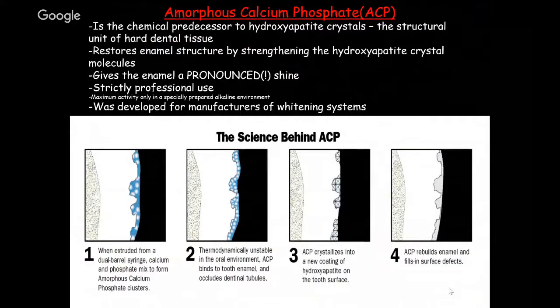What do we have in the market? The first popular component of remineralization gels is ACP, amorphous calcium phosphate. ACP was manufactured by a company that provides a bleaching system, Discus Dental, Zoom brand. And this is the chemical predecessor to hydroxyapatite crystals, the structural unit of hard dental tissue.